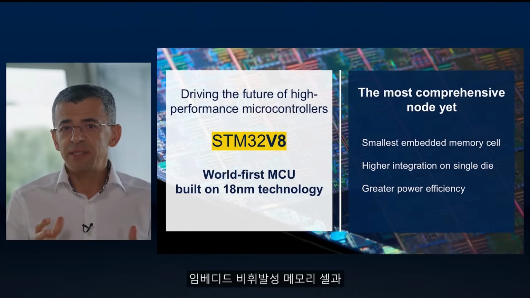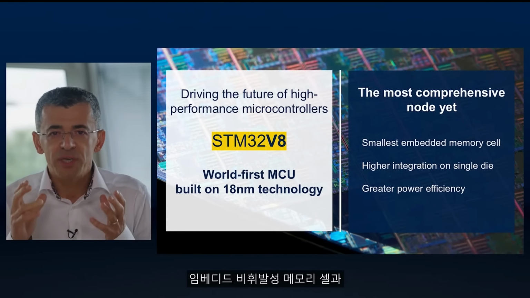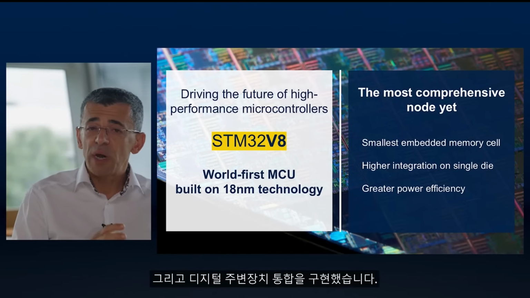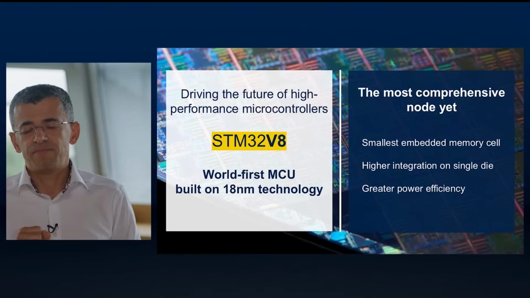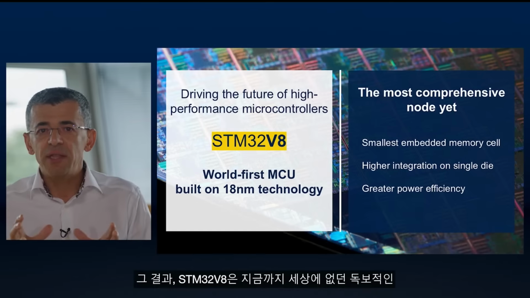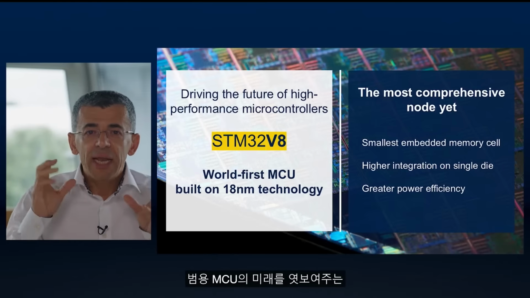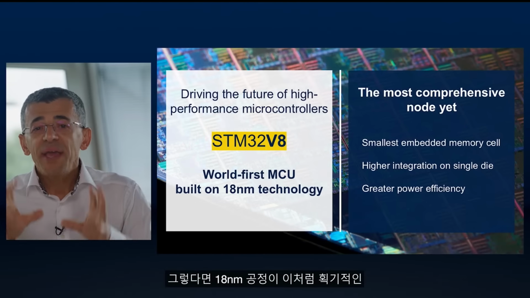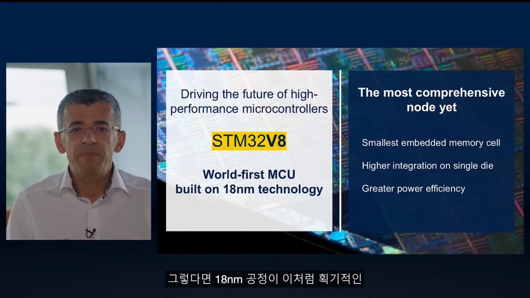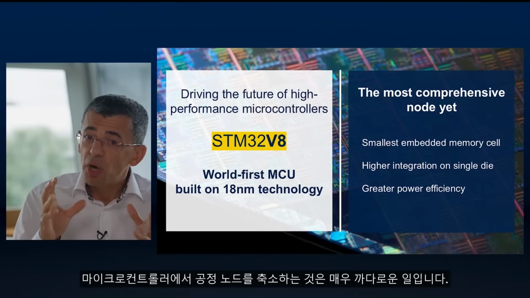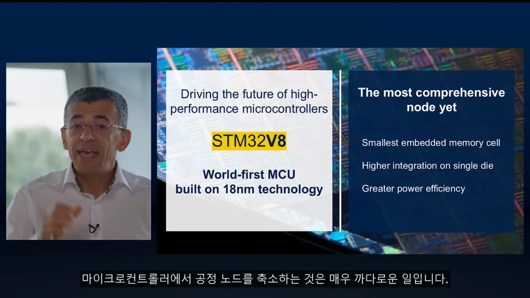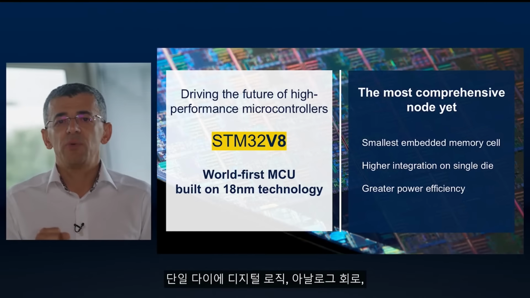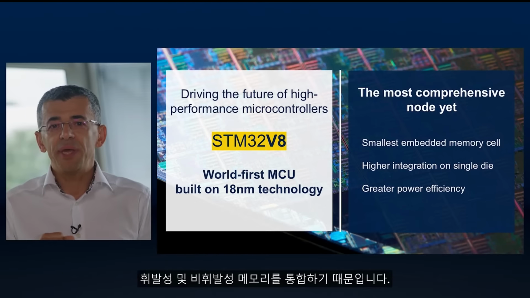This process gives us access to the smallest embedded non-volatile memory cell available on the market, and a higher level of integration of SRAM and digital peripherals. This makes the STM32 V8 a one-of-a-kind device today and a glimpse into the future of general-purpose MCUs. Now, why is the 18 nanometer process such a game changer? Well, shrinking process nodes on microcontrollers is extremely challenging because they integrate digital logic, analog circuitry, volatile and non-volatile memory on a single die.